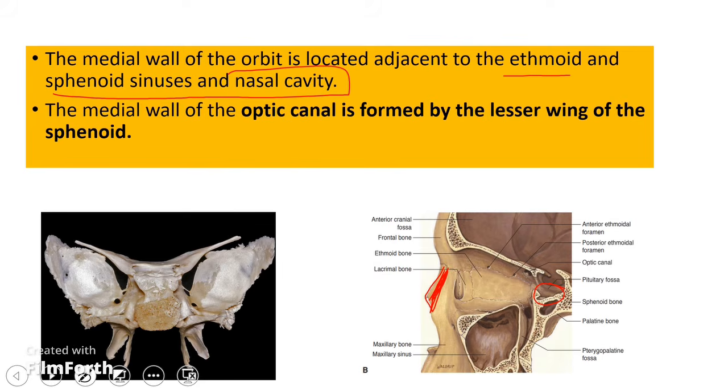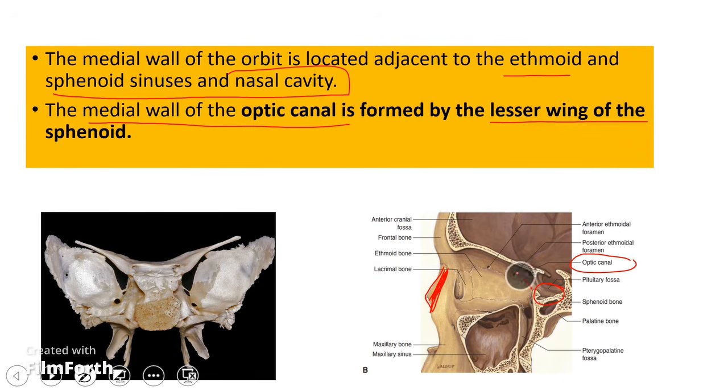Now, one more thing which I want you to have a look over here is the optic canal. So what is optic canal? Optic canal is an opening through which the optic nerve will actually exit from the orbit. And you can see that this optic canal is actually located in the medial wall of the orbit. Okay, so the medial wall of the optic canal is also formed by the lesser wing of the sphenoid.